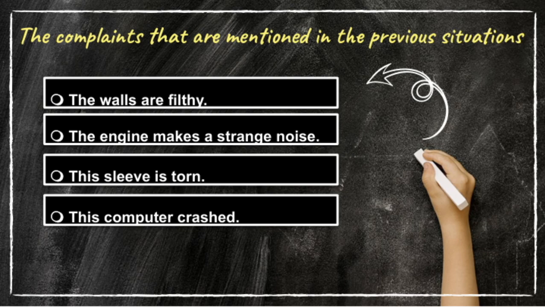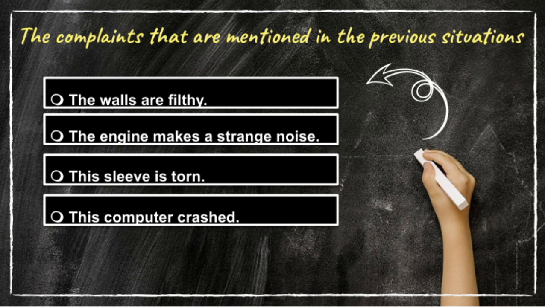First, we have a computer that crashes unexpectedly. It might seem minor, but it can lead to data loss or delays in work. Then, there's a torn sleeve, which might seem like a small physical damage, but it often indicates wear and tear or careless handling. Next, the engine making a strange noise is a clear sign that something's not right. It could point to mechanical problems that need attention before they become serious.